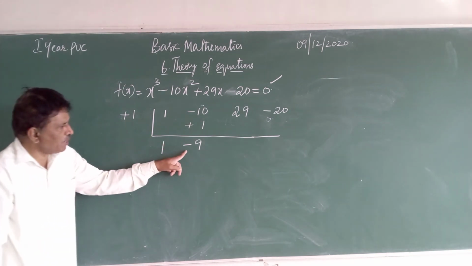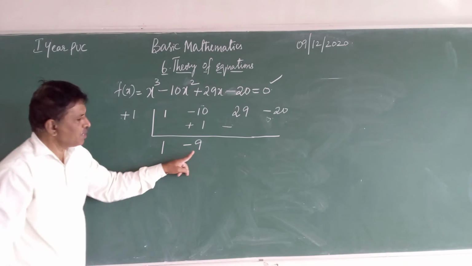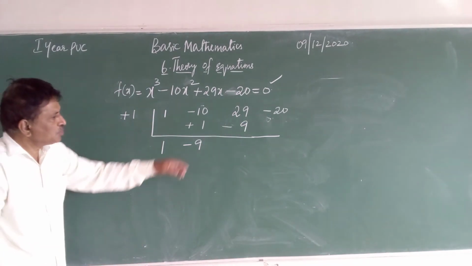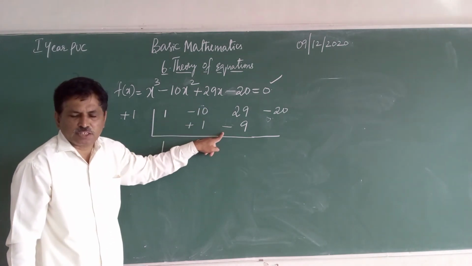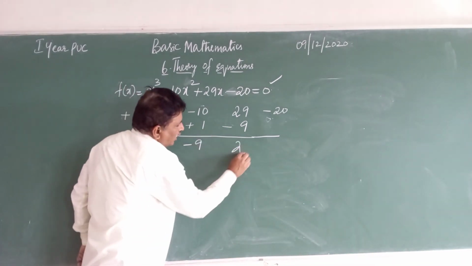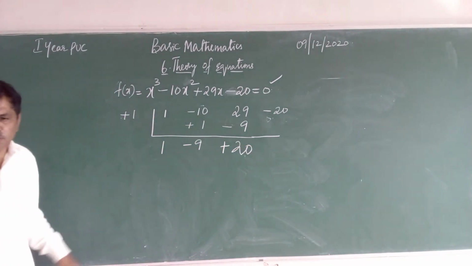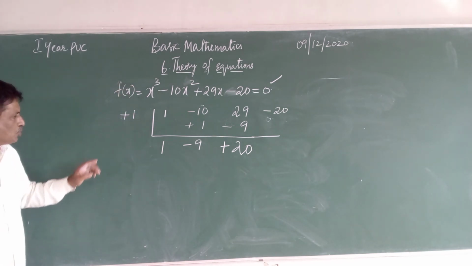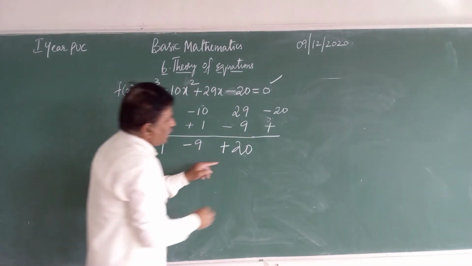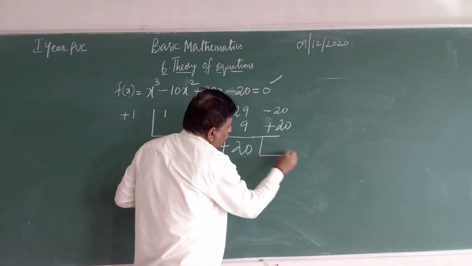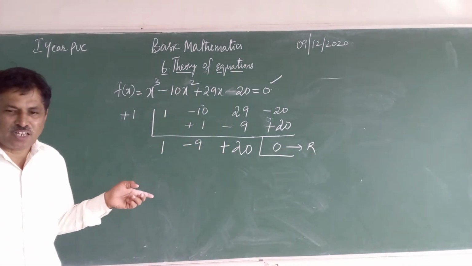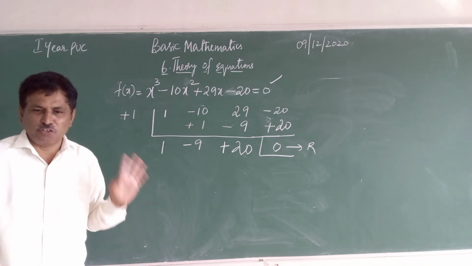Next, plus into minus, minus. 9 one time is 9. So this is plus 29. This is minus 9. Both are different sign. Subtract. When you subtract, you will get 20 and the greater number's sign is plus, because 29 is greater, its sign is positive. Now plus into plus, plus. 1 into 20, 20. So we got the remainder as 0. Remainder 0 came, which means we have done the synthetic division correctly.